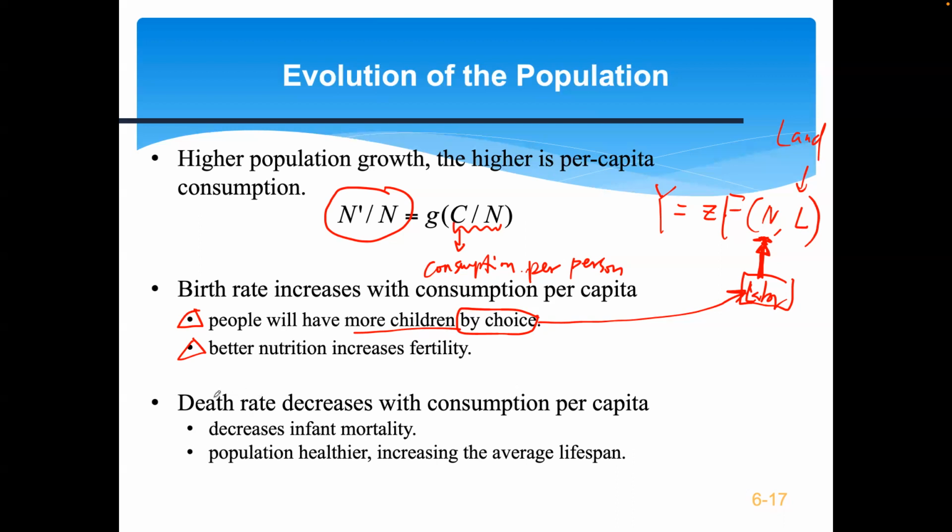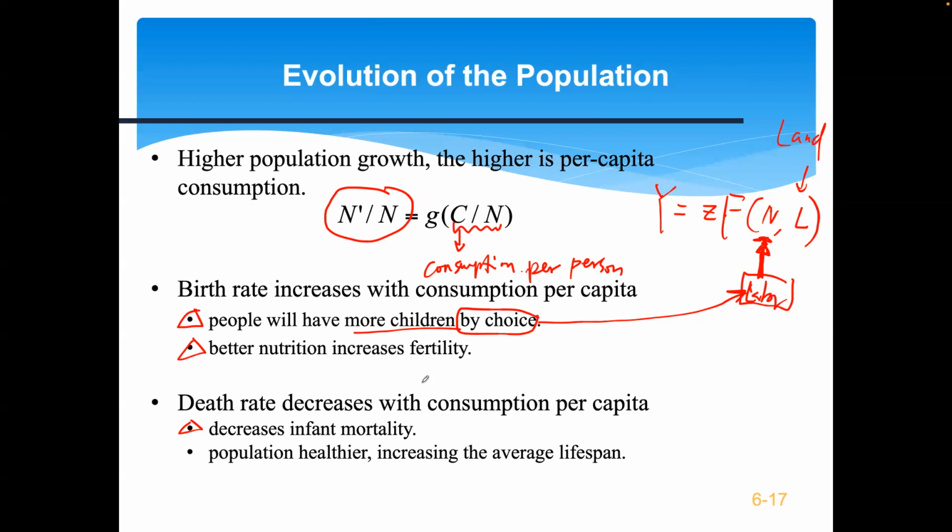At the same time, the death rate will decrease when you have more to consume in per person terms. Again, there are two reasons. Number one, there's going to be a decrease in the infant mortality rate. On the other hand, the population becomes healthier. They have a longer lifespan. They're going to have more productive years to work.